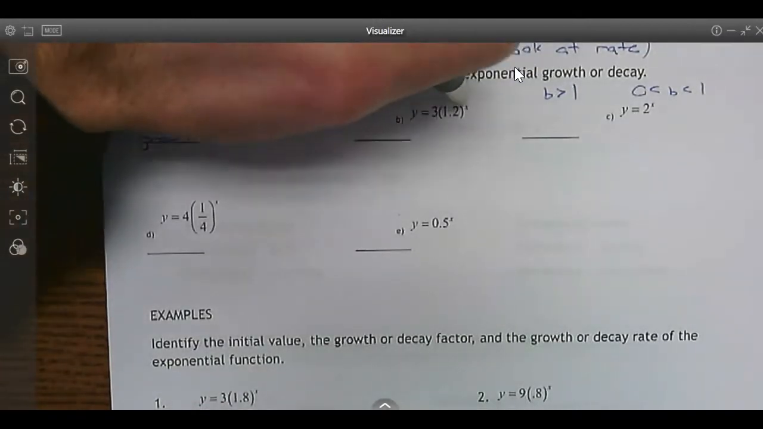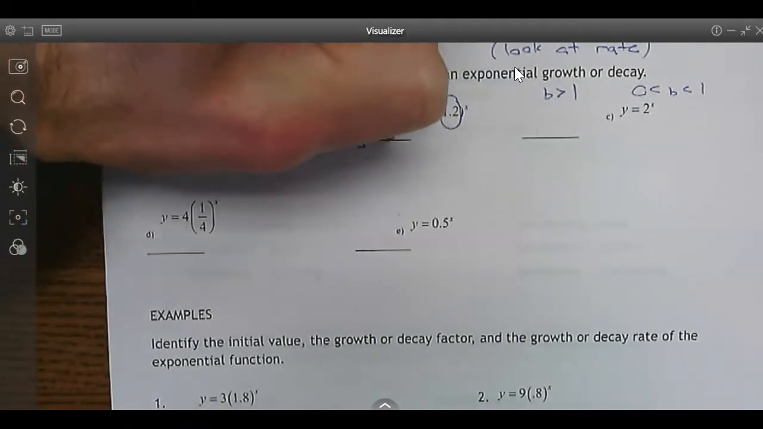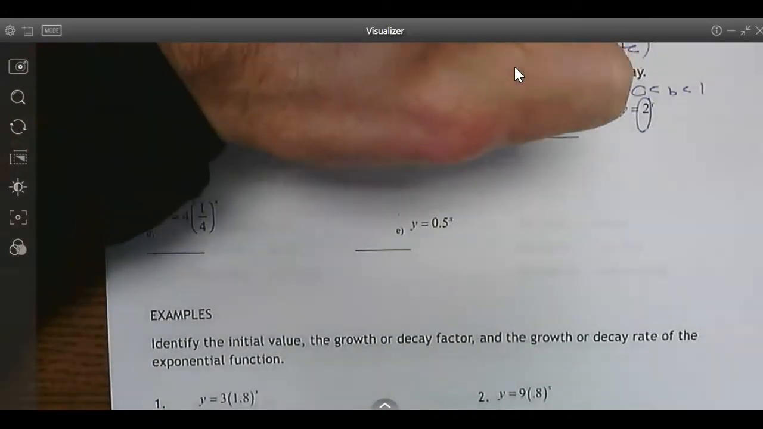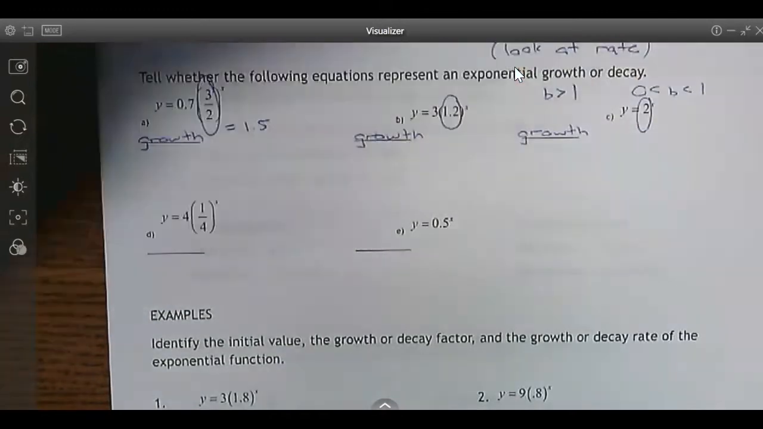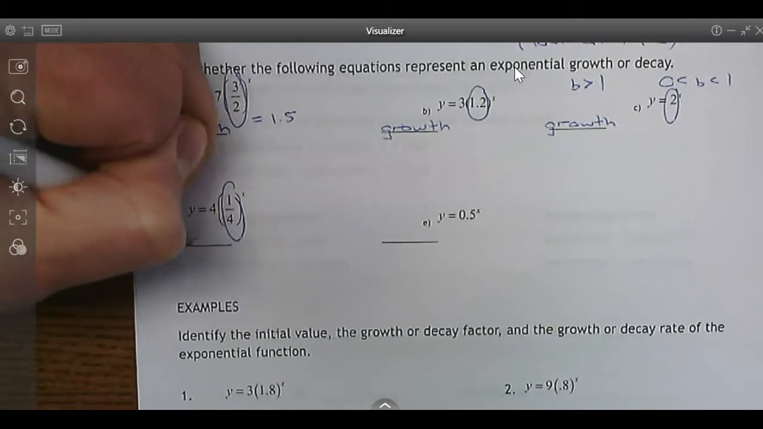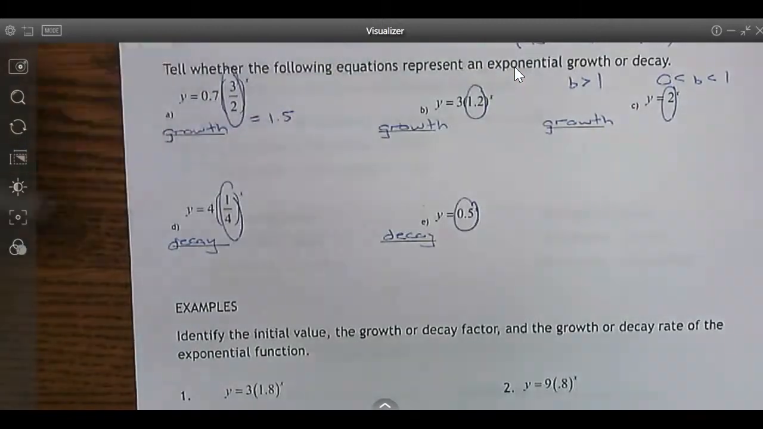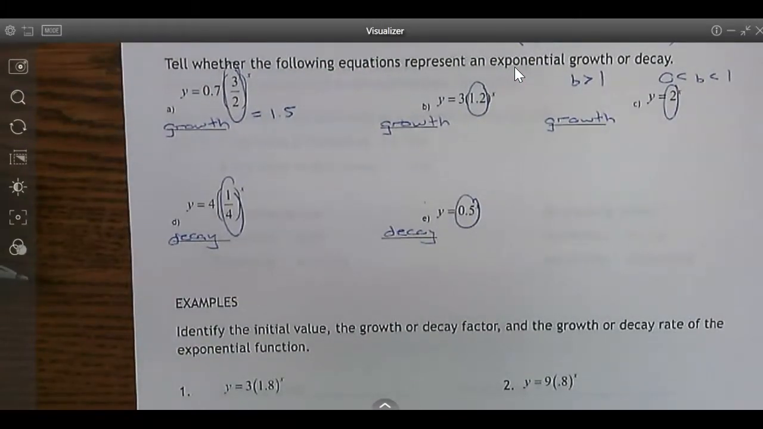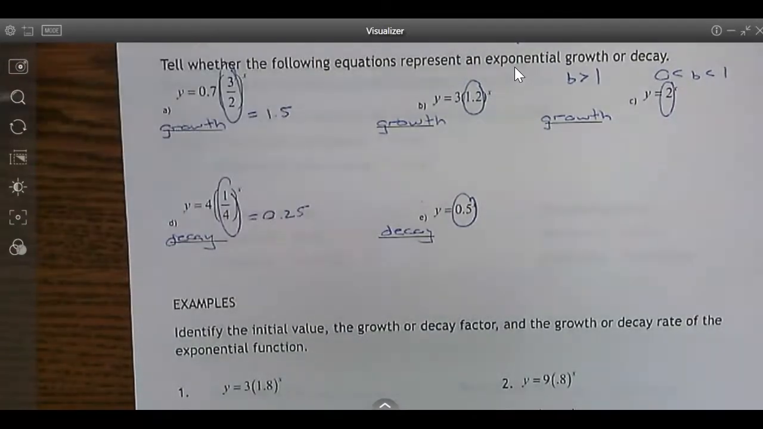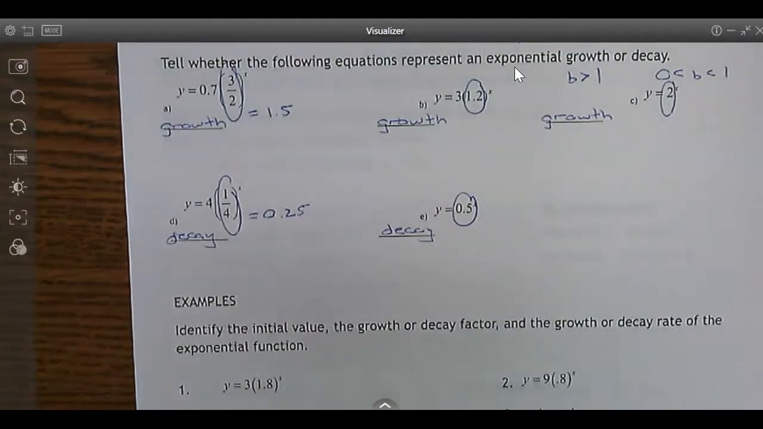Okay, hopefully you had a chance to work through those. Here, the base is 1.2. That's greater than 1. This represents exponential growth. Here, the base is 2. Again, greater than 1. This is exponential growth. The base is 1/4. This would represent exponential decay. And for E, the base or the rate is 0.5. That would also represent exponential decay. Here, the 1/4 is 0.25. So both of these bases or these rates are between 0 and 1, hence decay.